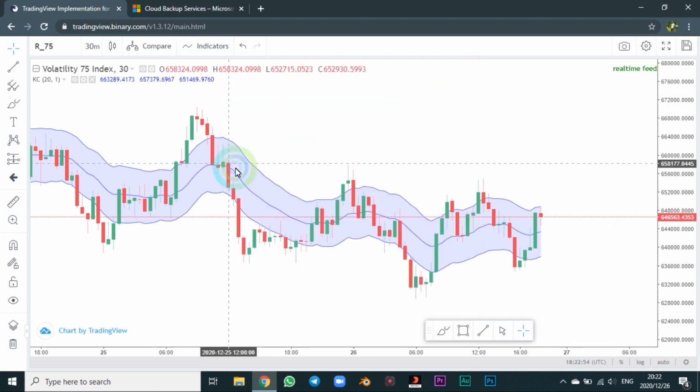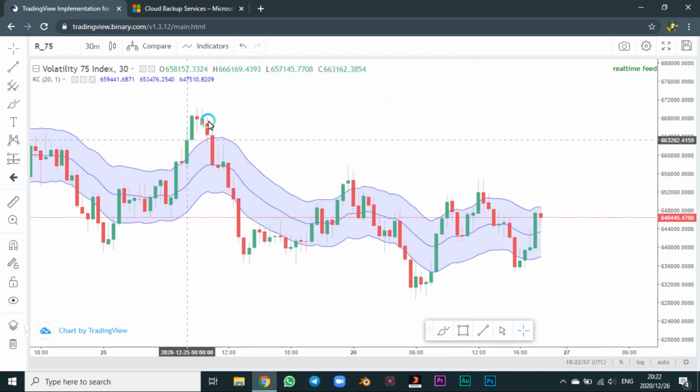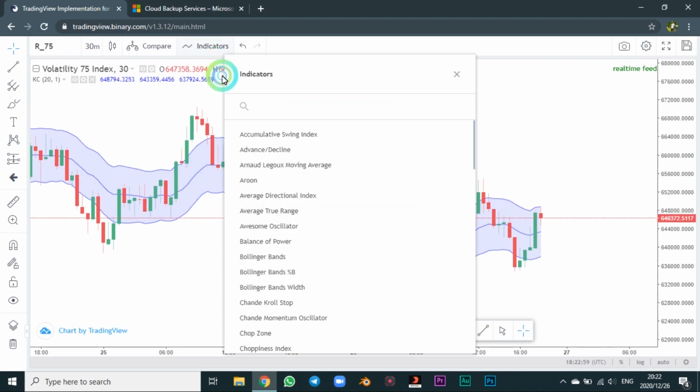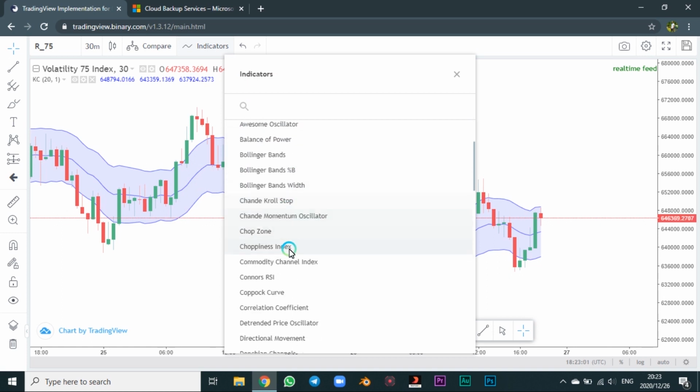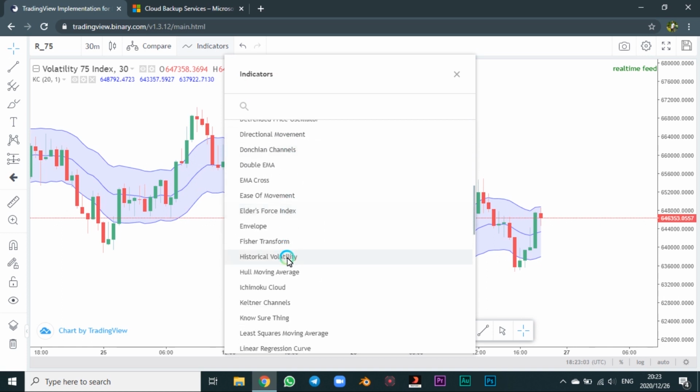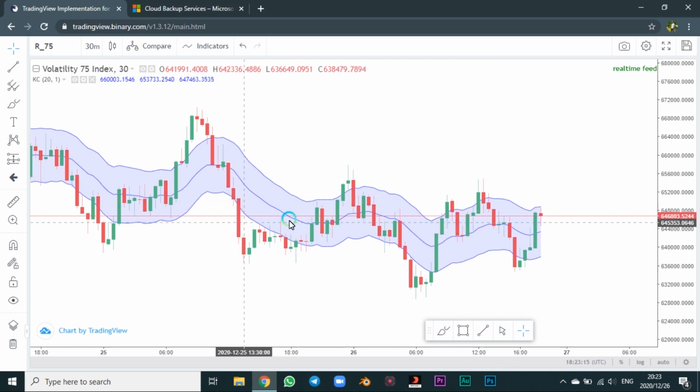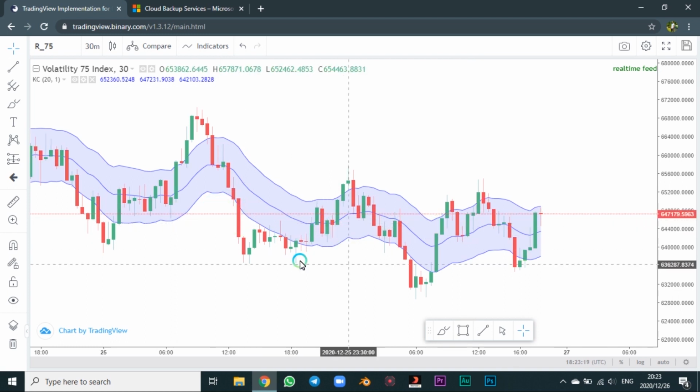This indicator looks like a Bollinger Band, but it's not a Bollinger Band. You can see its name here. It's Keltner channels. I'm not sure about the way I pronounce it, but you can see the name here. It looks like Bollinger Band, but there is a difference, which is the reason why this indicator works so well.